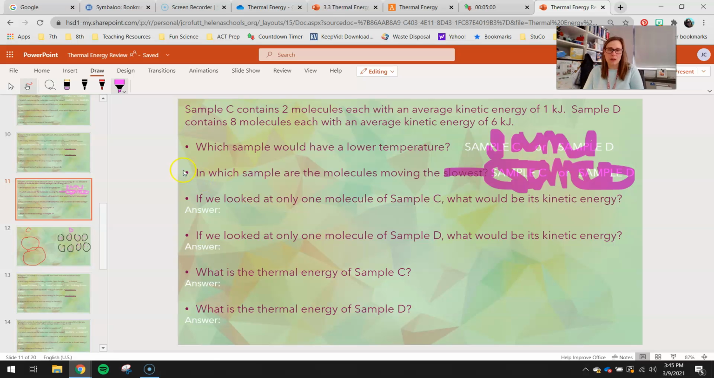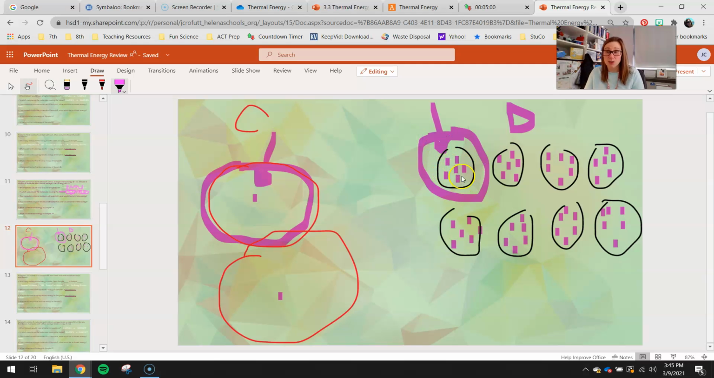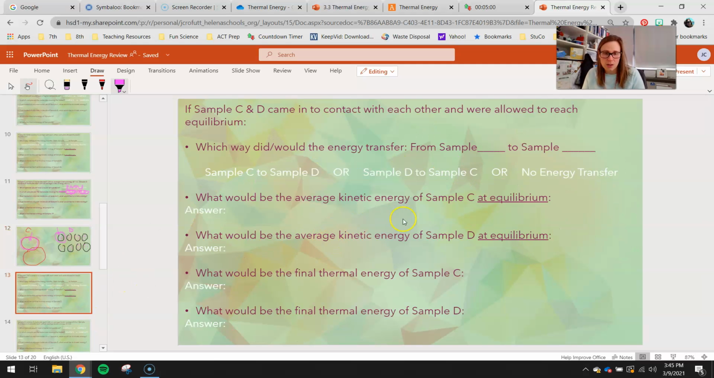Okay, if we only look at one molecule of sample C, what would be its kinetic energy? So let's take a look. One molecule of sample C has one little dot in it, so that would be 1 kilojoule. Same with the next question. If you look at one molecule of sample D, what's its kinetic energy? It has 6 little dots in it, so 6 kilojoules. Okay, so 1 and 6 here.